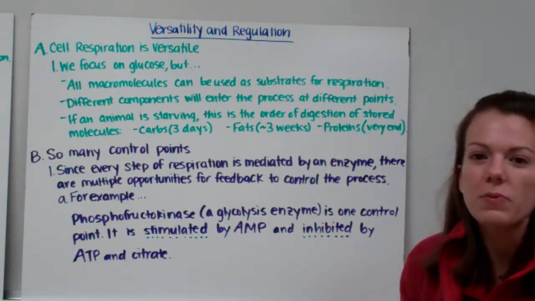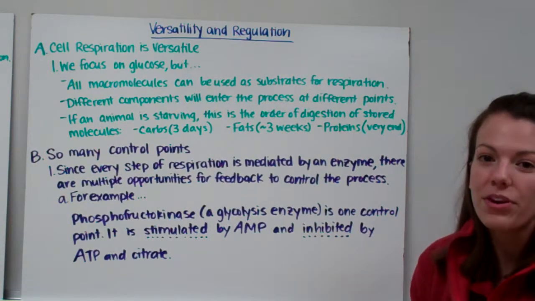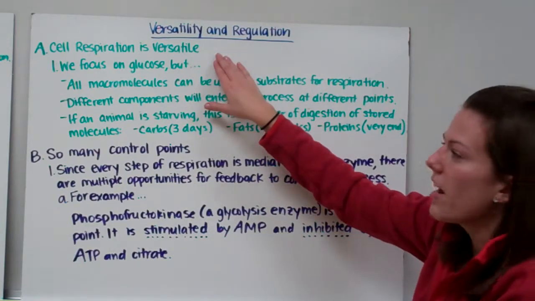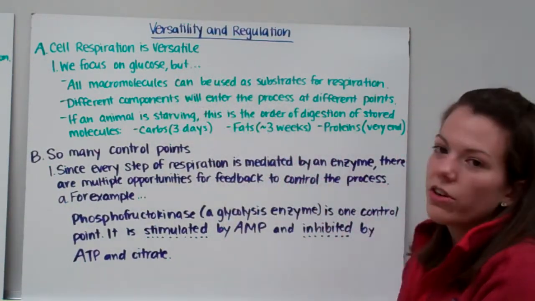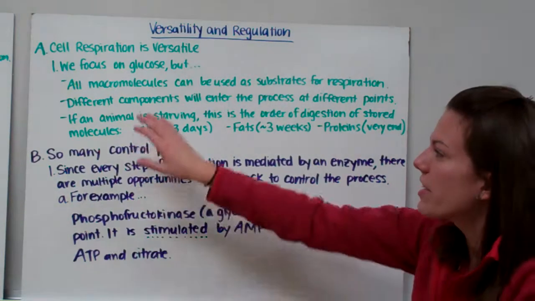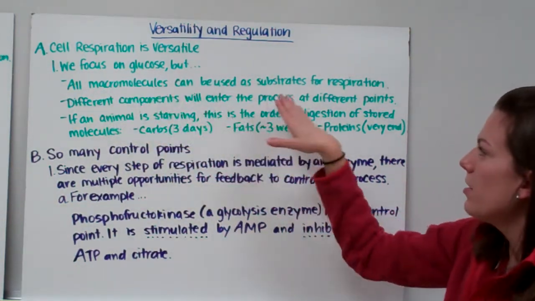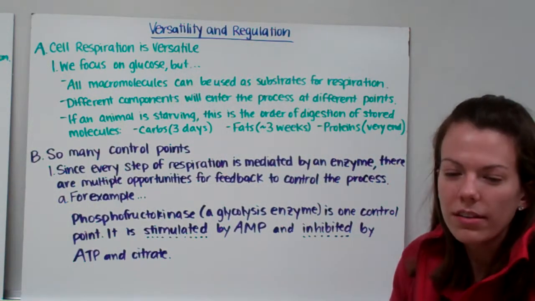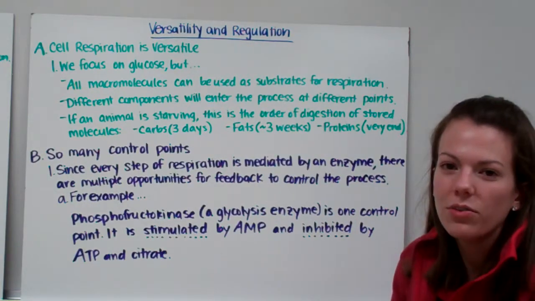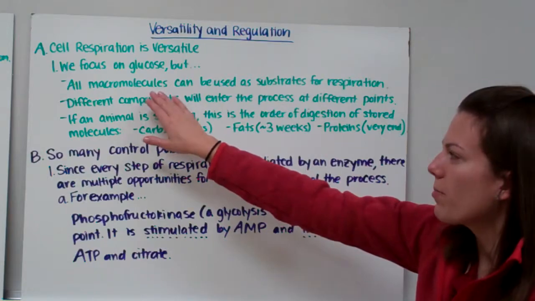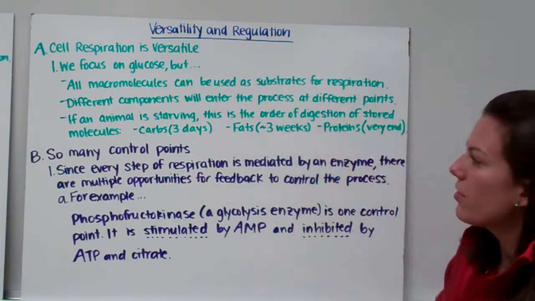Now let's look at other things we can break down besides glucose, and how we can regulate metabolism. Cell respiration is very versatile. We focused on glucose during our past discussions, but it turns out all macromolecules can be used as substrates for respiration. You don't only eat sugar in your diet; you eat protein, hamburgers, vegetables, carbohydrates, and whatnot. All macromolecules can be broken down in cell respiration.